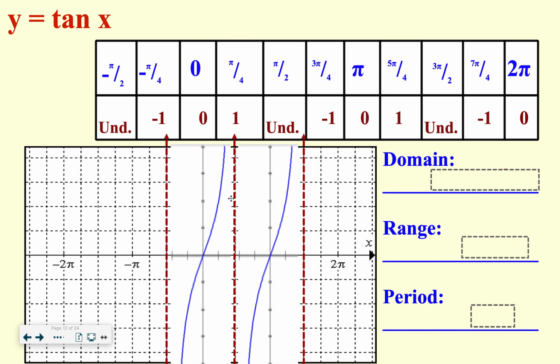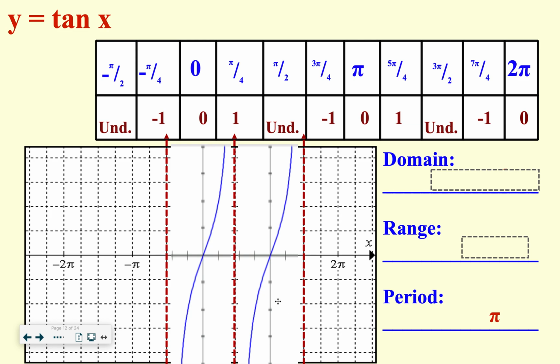Obviously the graph is very different, but another key difference is the period length. This length is one cycle and then it repeats. What is that length? It's only pi and not 2 pi. So the period of your tangent graph is pi, not 2 pi. That's very different. Keep those straight.